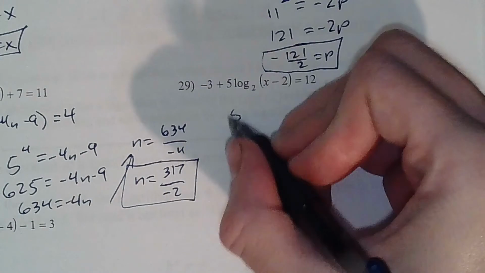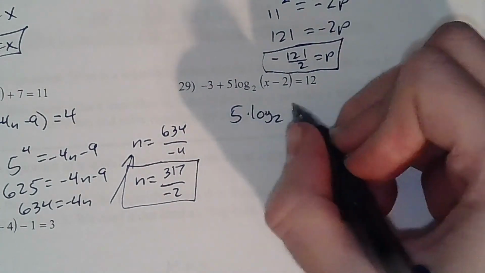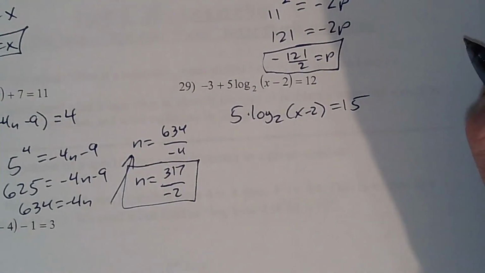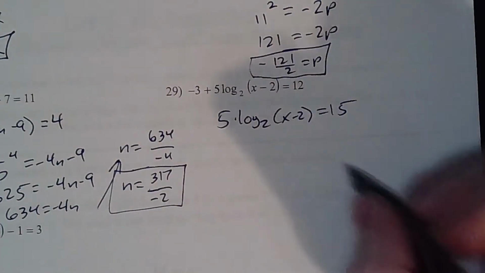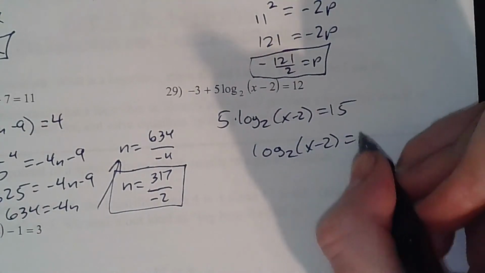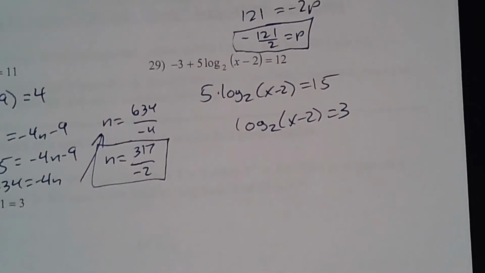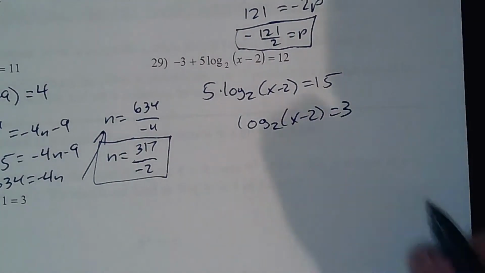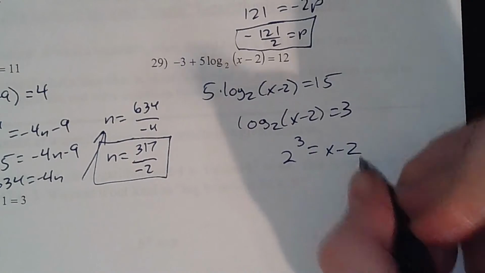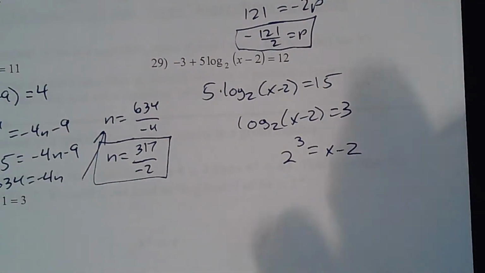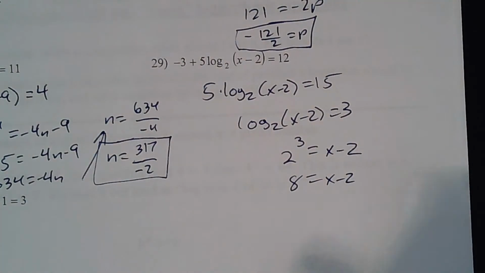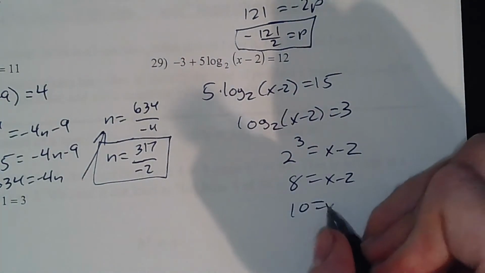Add 3 to both sides first. 5 times log base 2 of x minus 2 equals 15. Divide both sides by 5. Log base 2 of x minus 2 equals 3. Rearrange using that logarithm loop. 2 to the 3rd power equals x minus 2. 8 equals x minus 2. Add 2 to both sides. 10 equals x.